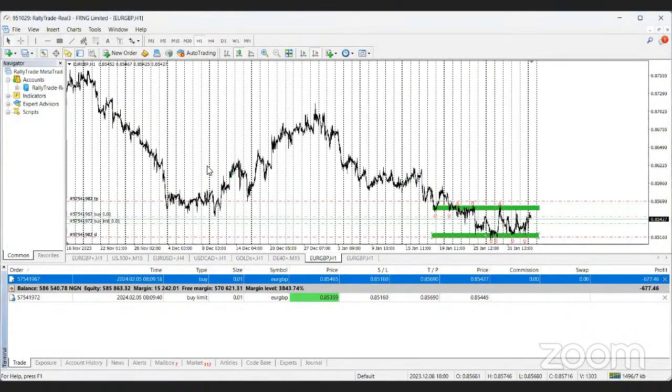So right now, we have two trades on euro pound, one pending and one instant execution. What it means is that now that we have placed this trade on euro pound, we have to wait it out today, tomorrow, as the case may be, and of course, collect money, hopefully, on this trade. That concludes it on euro pound.